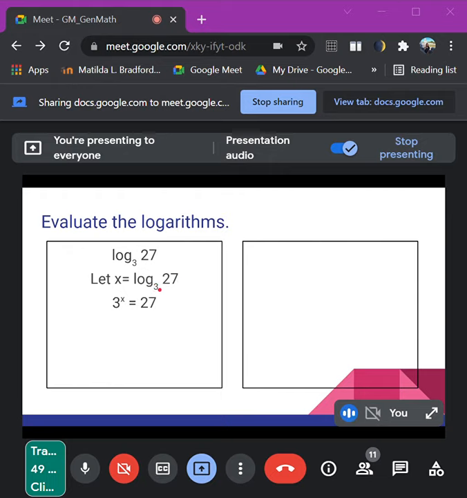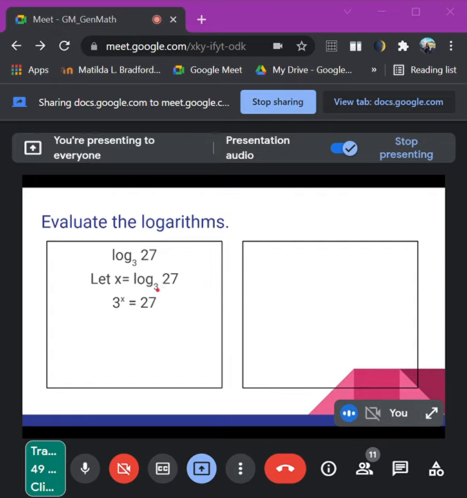So we change this, just as we did earlier, from logarithm to exponential. You have there 3 raised to x, because that is your base. And then you have there your exponent x and then equal to 27. Same as if you have the logarithm of 27 with base 3 is equals to x. Same thing, it's a property.